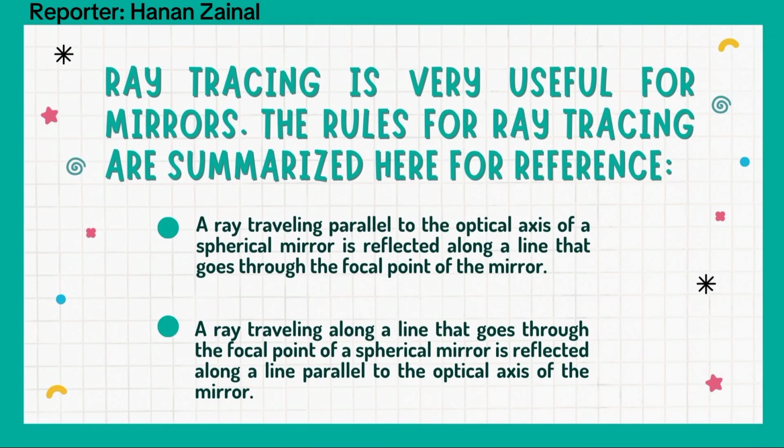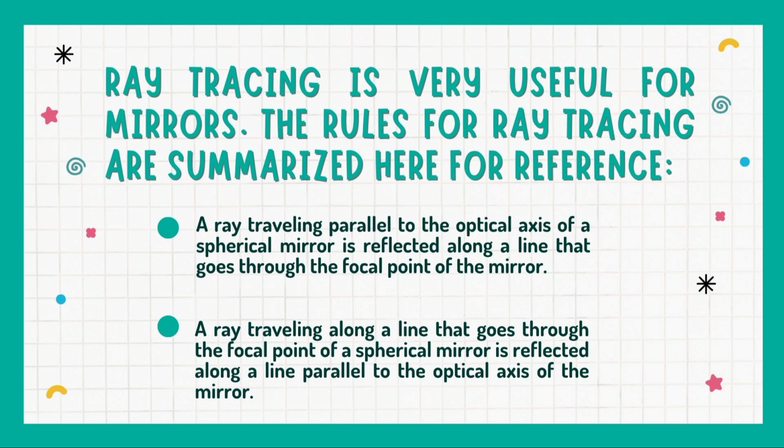So next is the ray tracing rules. So we have here summarized references. Ray tracing is very useful for mirrors because it can accurately show how light reflects off a mirror surface, making the reflection look real. It's like a virtual mirror that acts just like a real one, showing what's in front of it.